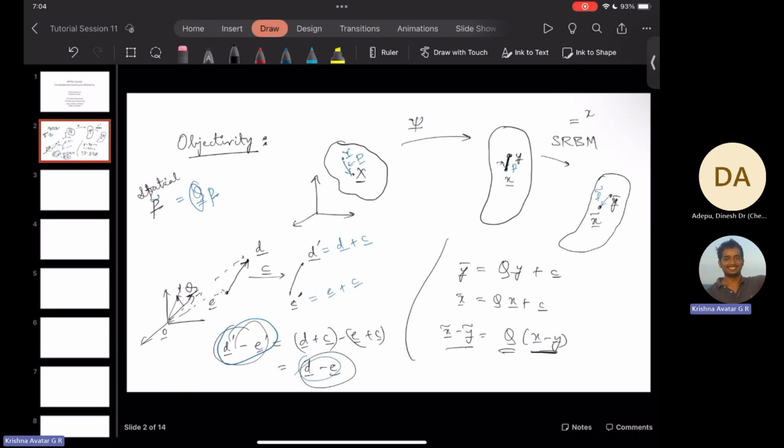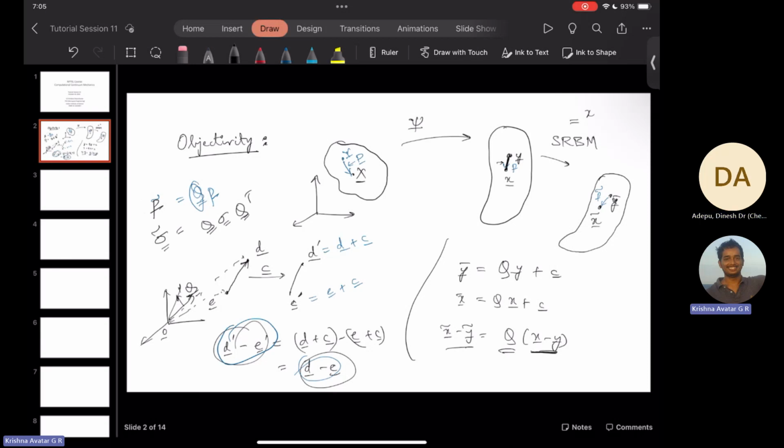And for a purely spatial tensor, we had sigma tilde equal to Q sigma Q transpose, right? This is what we learned about objectivity, the relations.